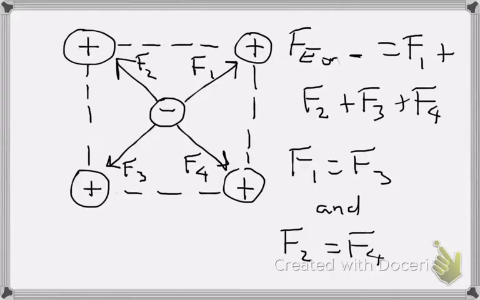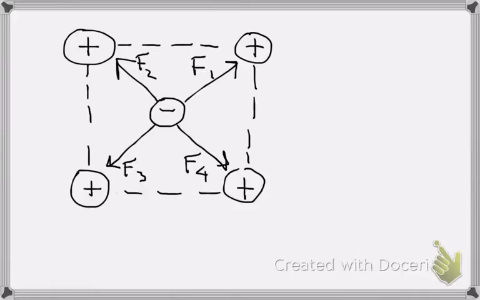So F1 and F3 do not produce a net force. That's pretty good. That makes things easy. F2 and F4 also cancel each other out, and they do not produce any net force. So what's the net force? The net force on the negative charge is 0, because all the forces cancel each other out.